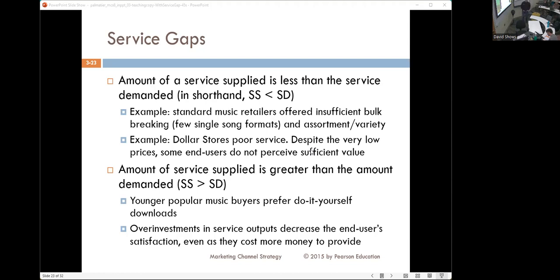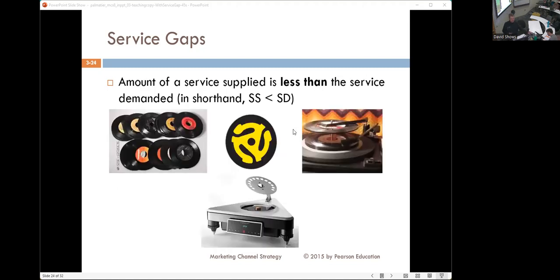And so, with this service supplied less than service demanded, let me take you on a trip down memory lane. When I grew up, these were known as 45s. 45s came around in the 50s. LP albums, by the way.